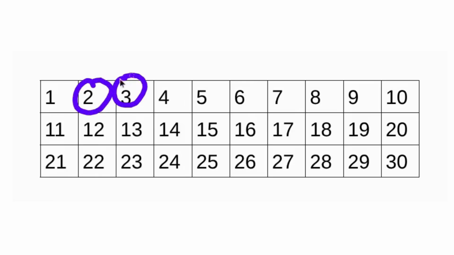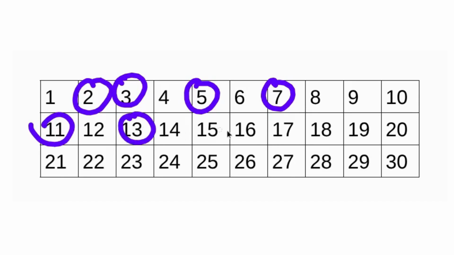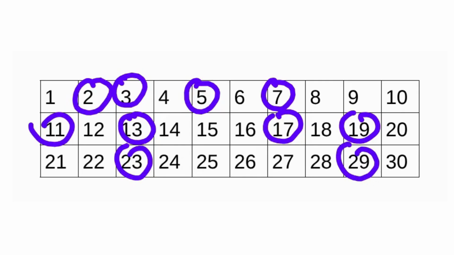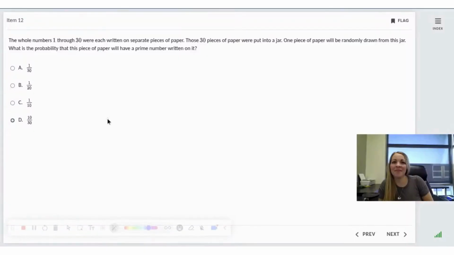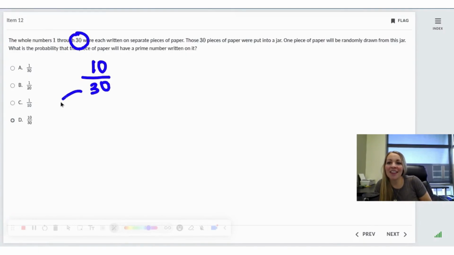2, 3, 5, 7, 11, 13, 17, 19, 23, and 29. Let's quick count these up. We have 1, 2, 3, 4, 5, 6, 7, 8, 9, 10. Let's come back to our answer choices. Okay, so we had 10 prime numbers out of 30 sheets of paper. Looks like that one matches answer choice D.